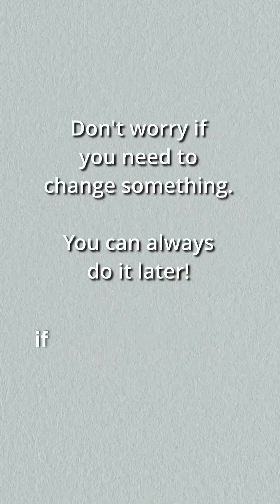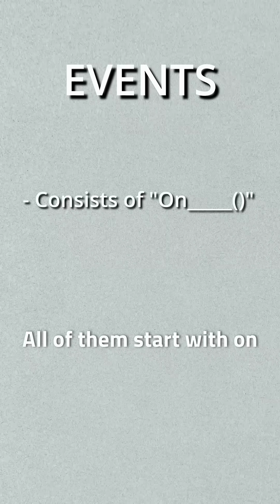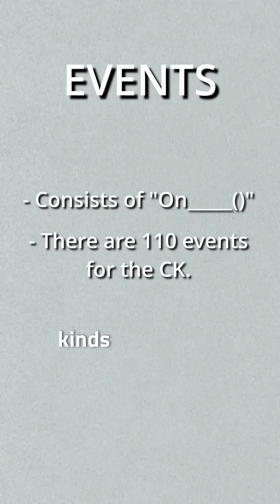Now that you set your properties for the script, and don't worry if you think you didn't set the right one or anything, you can always change it later. We can start writing events. Events are triggers for scripts. All of them start with on, and there are 110 kinds of triggers.